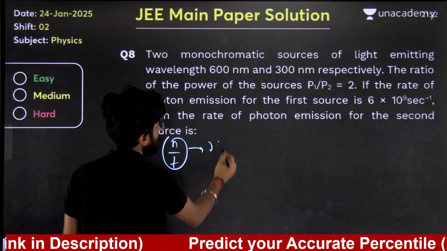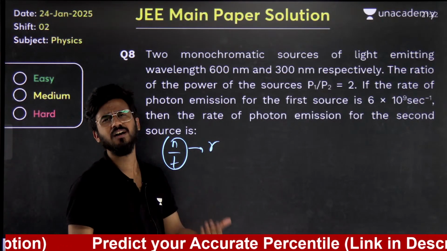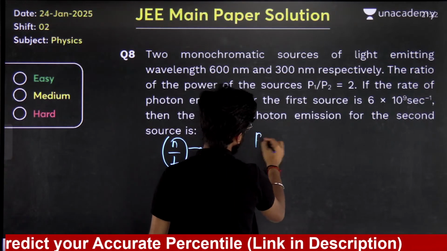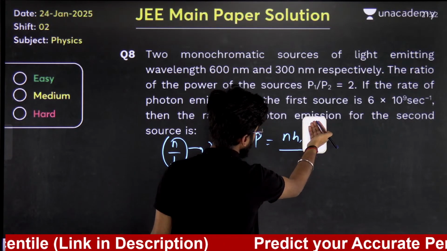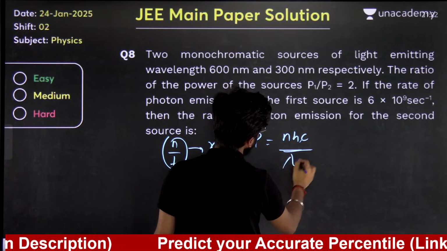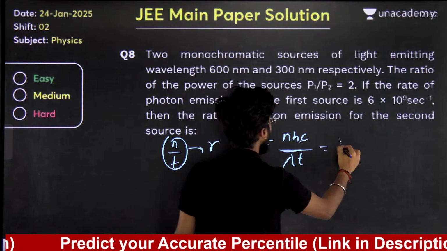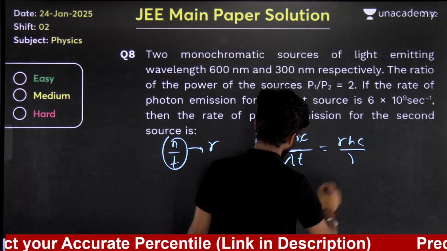We will just represent it by r, so that it is easier for us to denote. Okay, so we know that P is equals to what? NHC by lambda into T. So n by T is r, so we can write RHC by lambda.